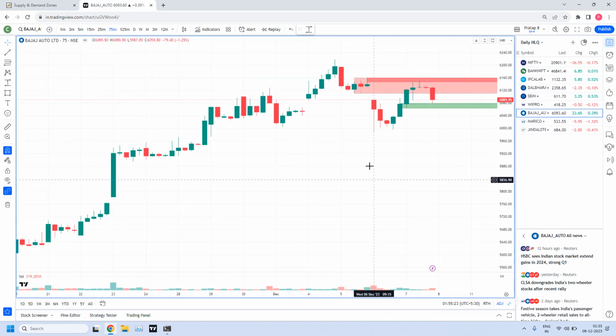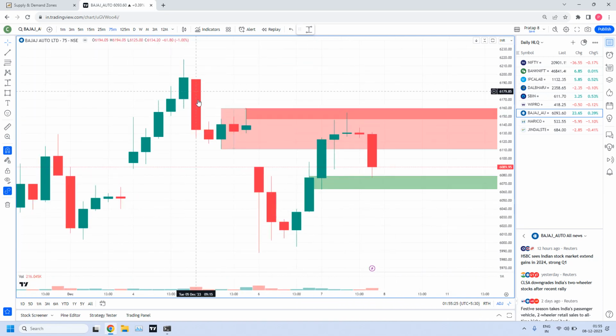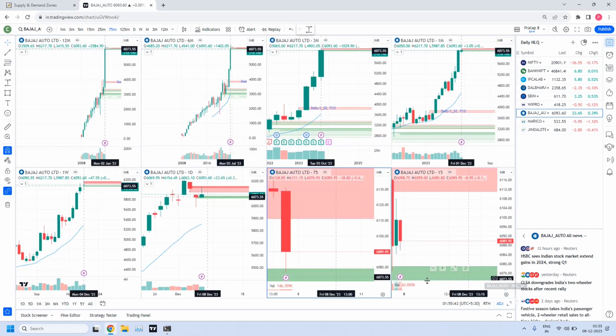This is a 75 minute zone, high liquidity zone. We have a drop, 4 base candles, and then we have a drop. But here, you have to do your analysis carefully. Otherwise, your stop loss might have been hit, where in 15 minutes time frame zones.